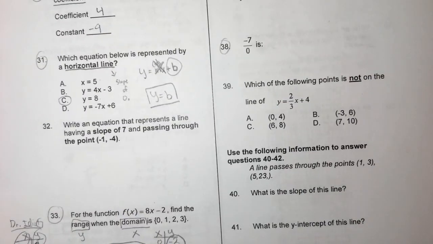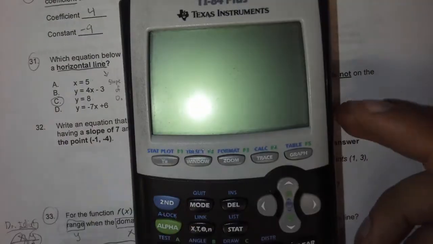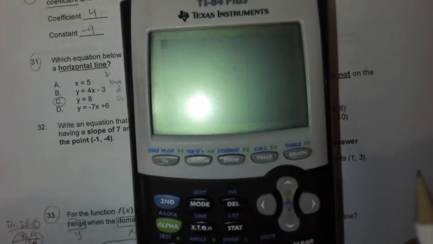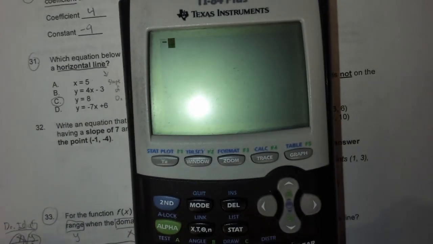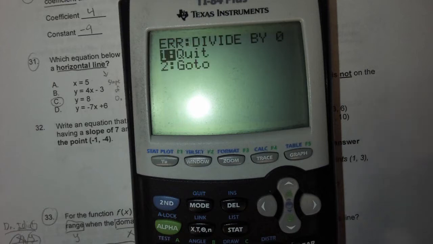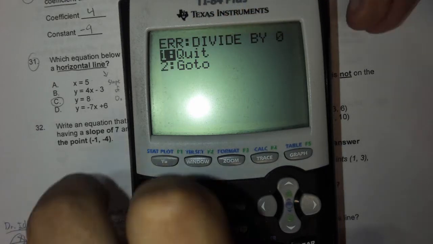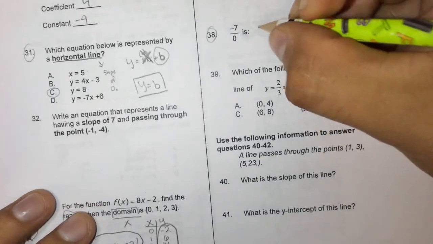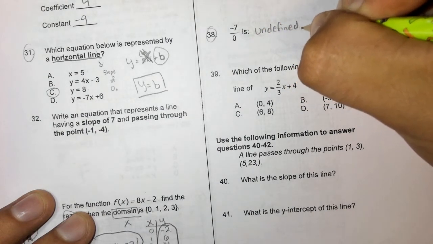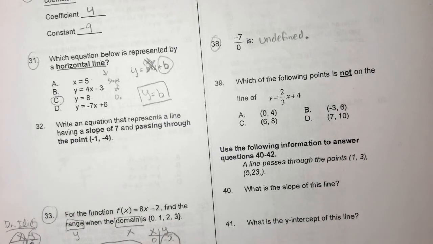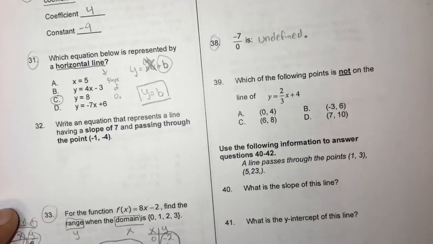Alright, 38. We have -7 divided by 0. So what I can do is go to my calculator. This is just on a regular calculator page. I would just do -7 divided by 0, exactly how I see it. I hit enter, and it says error divided by 0. So anytime that you have an error divided by 0, this is also known as undefined. Remember that you can't divide something by 0. It'll give you an error.